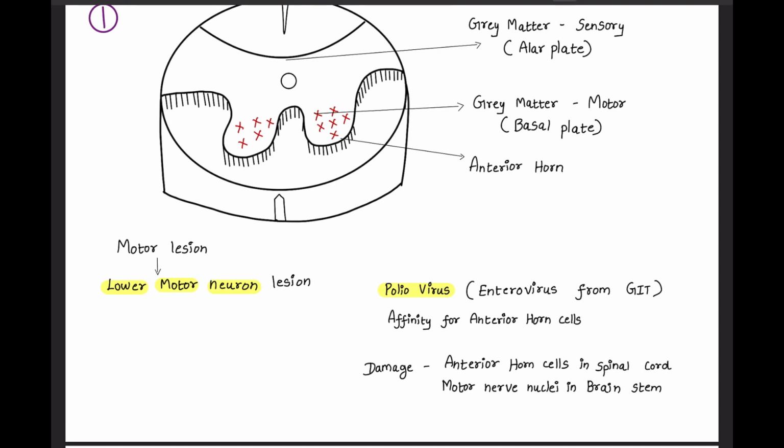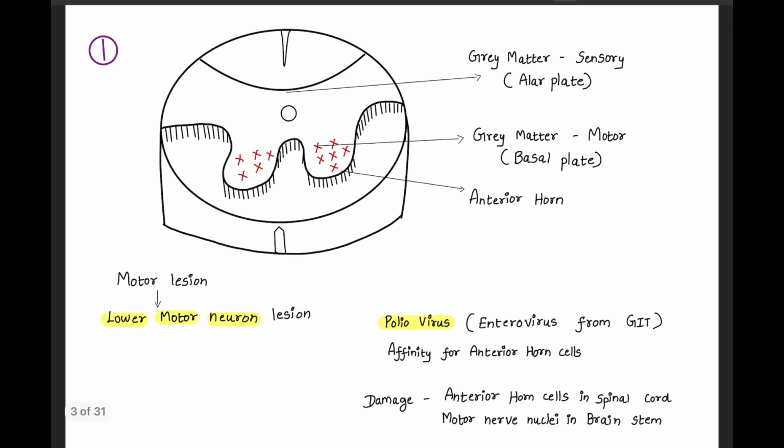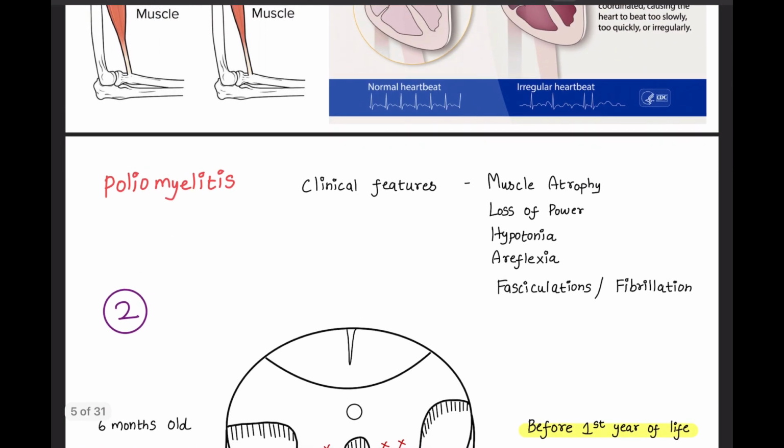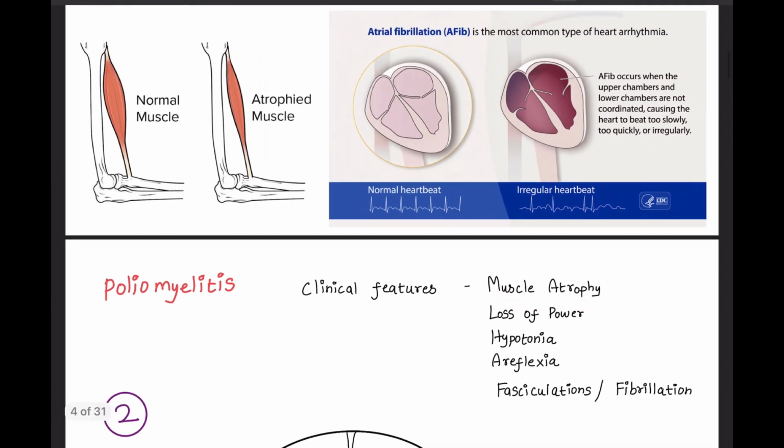So what is this condition? This condition caused by poliovirus in the anterior horn of the spinal cord is known as poliomyelitis. So the clinical features you see in poliomyelitis are muscle atrophy, loss of power, hypotonia, areflexia, fasciculations and fibrillations. What is muscle atrophy? Atrophy means decrease in size. Decrease in size of the muscle is known as muscle atrophy. Here you can see a normal muscle and an atrophied muscle.